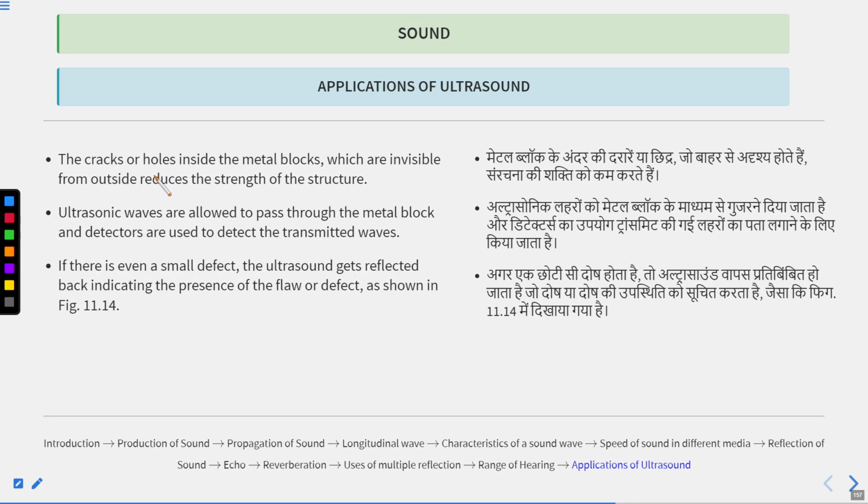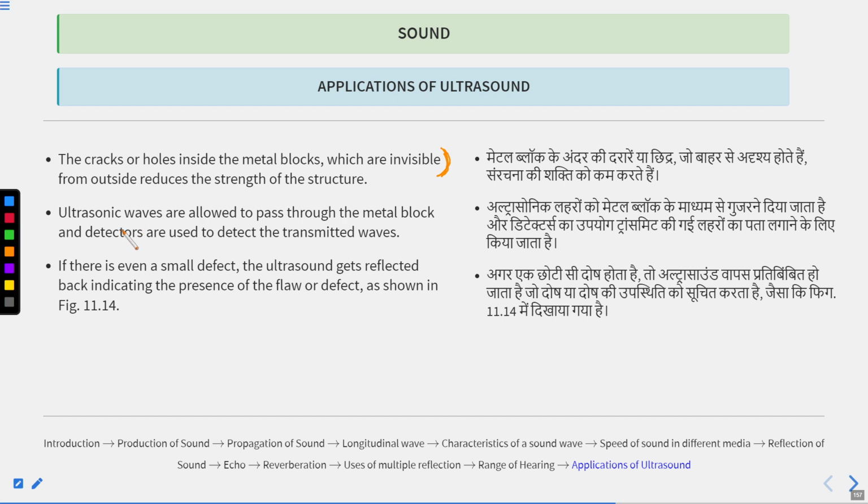The cracks or holes inside the metal block, which are invisible from outside, reduce the strength of a structure. Imagine you want to build a building. If your metal blocks have any defect, then it will reduce the strength of the structure, and we want no defect. So, to detect the defects, we will use ultrasound.